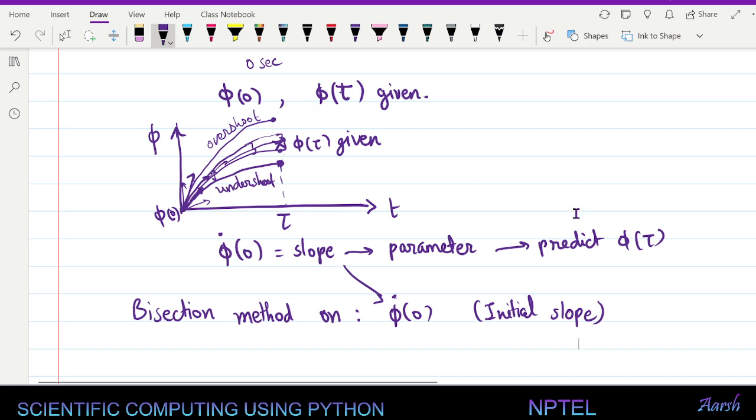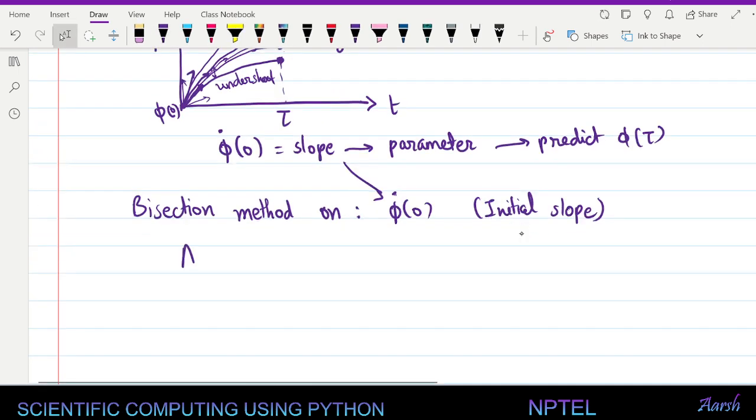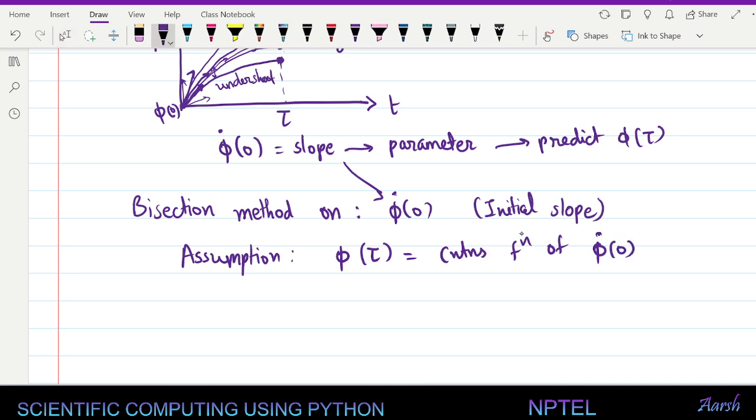And again, what is the assumption? The assumption is that this phi of tau is a continuous function of phi dot of 0. Which need not be the case in general, but mostly it is, and that's why this works.